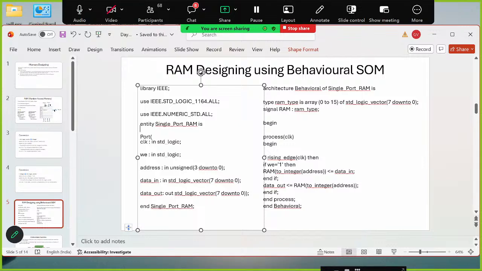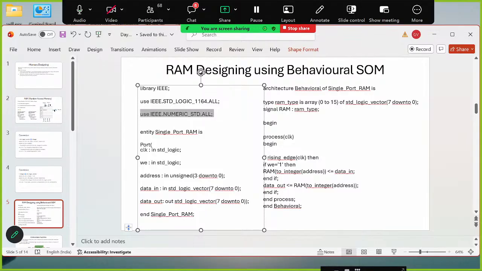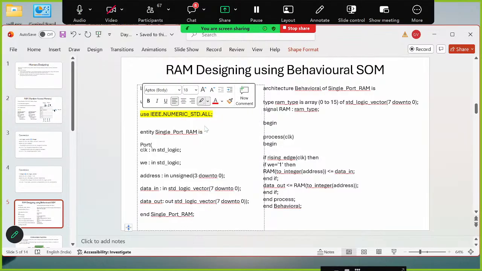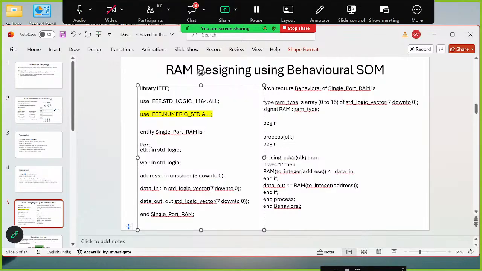These libraries you need to install. Apart from that, you have seen that I have included one more library over here. So this is a new library that I have included. Name you can give whatever you want. Suppose I have written the name as entity RAM is port clock. Then this is a WE signal. You can create WE or write enable, or you can create separate WR and RD, write and read signals.